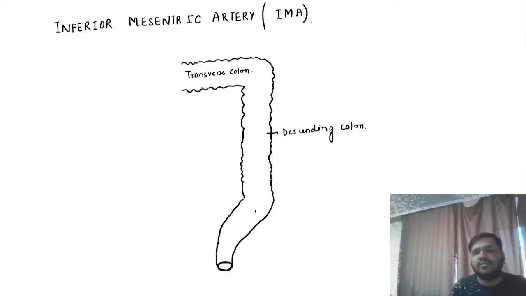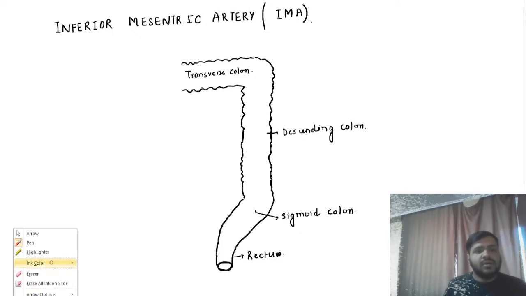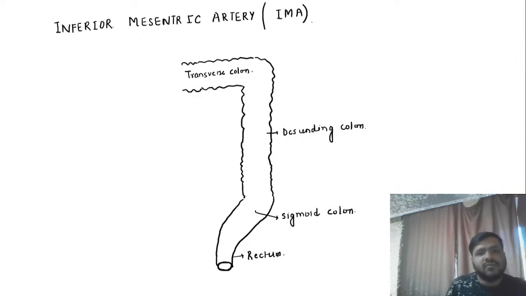We have the sigmoid colon, and the last, that is the rectum. We'll try to draw it, guys. So remember that we have something called the inferior mesenteric artery, right? This is, for example, we have this, that is the inferior mesenteric artery.